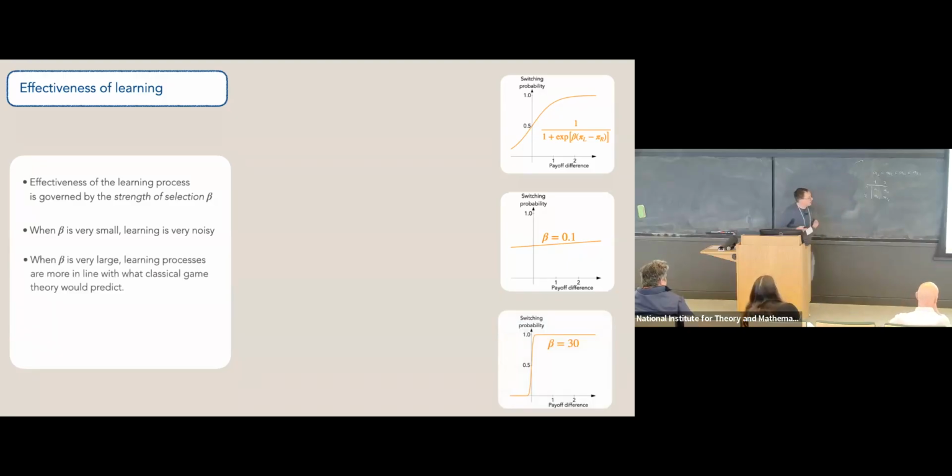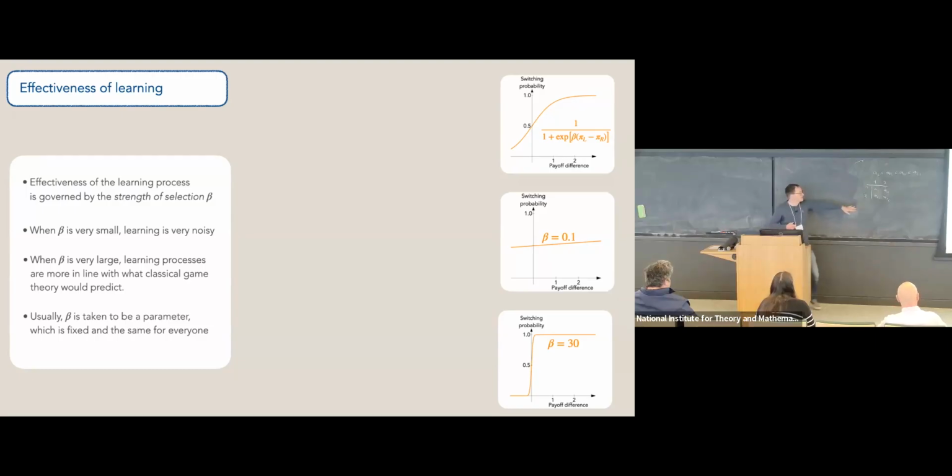Now, when beta is very large, it looks very different. Then you get almost a step function, and you switch only if the other strategy is better for you. When beta is very large, some game theorists like this limit, for example because the solutions that you get are usually in line with Nash equilibria. This limit also has advantages because here you can use Taylor expansions and this kind of stuff, so the math sometimes becomes easy. What is important here is that usually beta is taken to be a parameter of the model, so we are not interested in beta itself. Also, we usually assume that it's fixed and the same for everyone.